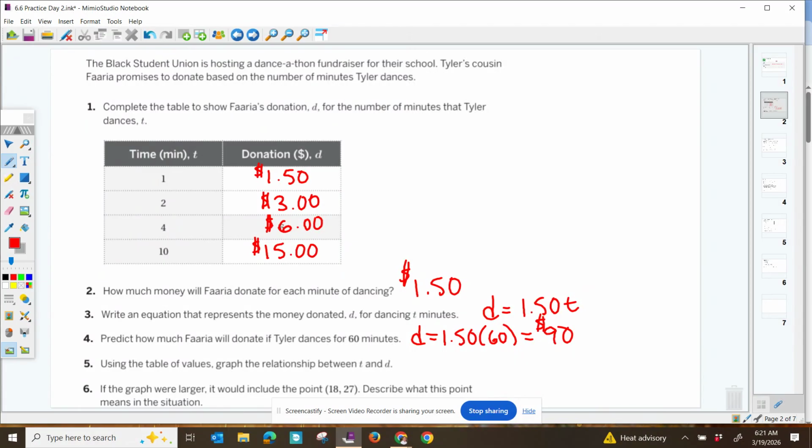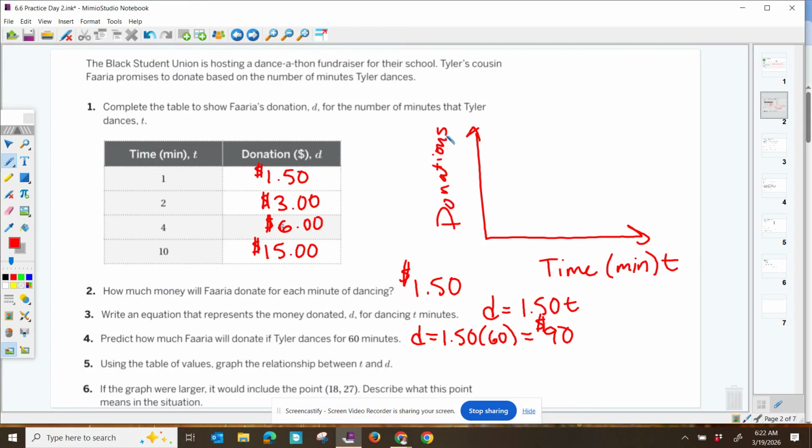And then using the table of values, graph the relationship. And I don't have the graph here, but it looks something like this. Along the bottom, I've got time in minutes, and then along the side, I've got donations in dollars, D. See, for most of you, along the bottom, it's 0, 1, 2, 3, 4, 5, 6, 7, 8, 9, 10.